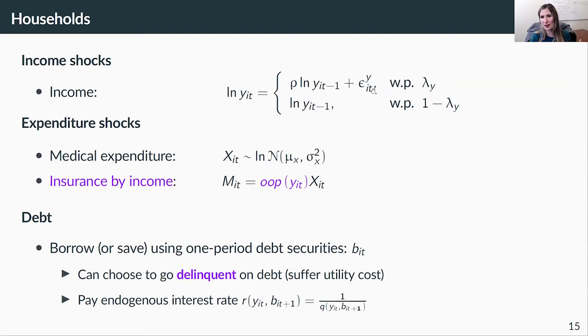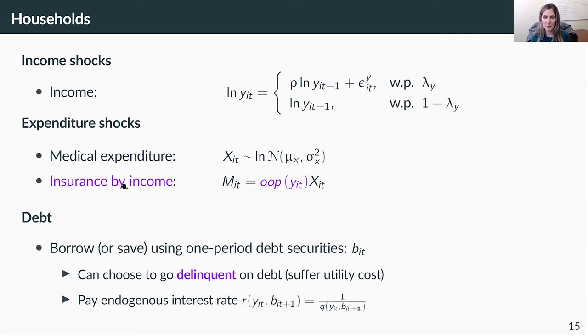So these medical expenditure shocks, X, are going to come from a log normal distribution, which is actually approximately how the distribution of medical expenditures does look in the US. And households are not going to be fully responsible for this medical expenditure when they're insured. Their actual out-of-pocket expense, which we're going to model as having insurance through your income with a function here, is reduced when you're insured. So this M ends up being what you actually pay when you have a medical shock.